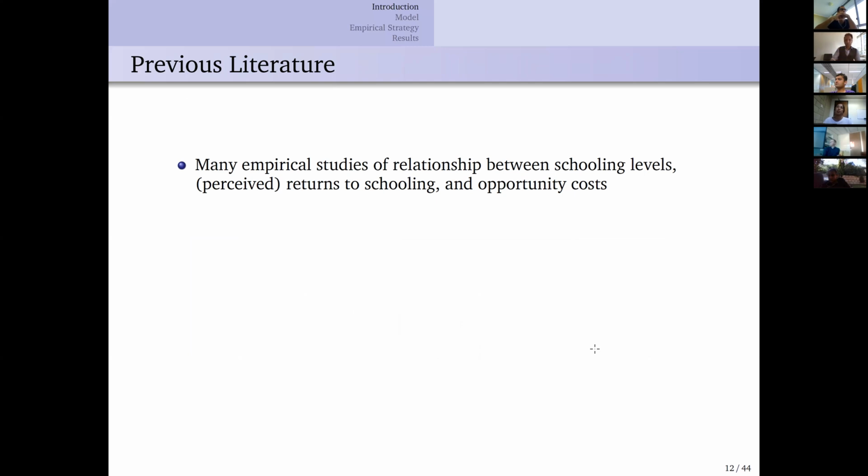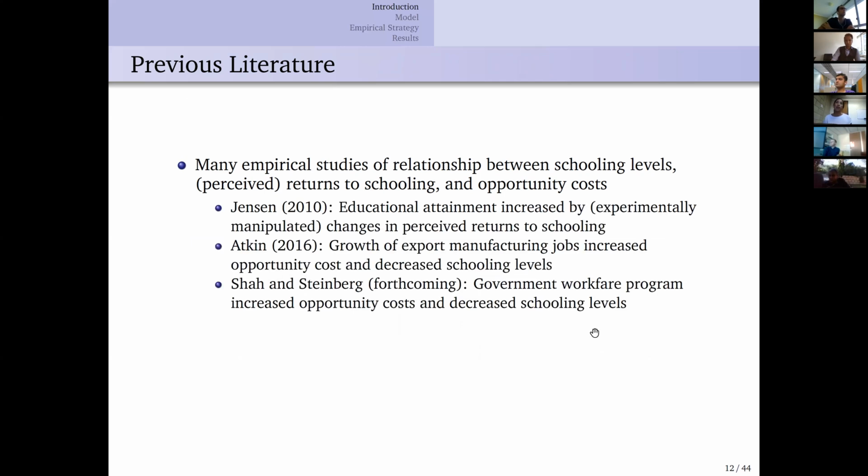So hopefully I've motivated why I think labor market conditions might matter. Now, where do we fit in the literature? There are lots of other really good studies that look at the relationship between schooling levels and the returns to schooling and opportunity costs. And I really like all of the papers that I'm listing up here. The Jensen paper finds that experimentally manipulating the perceived returns to schooling results in higher schooling levels.